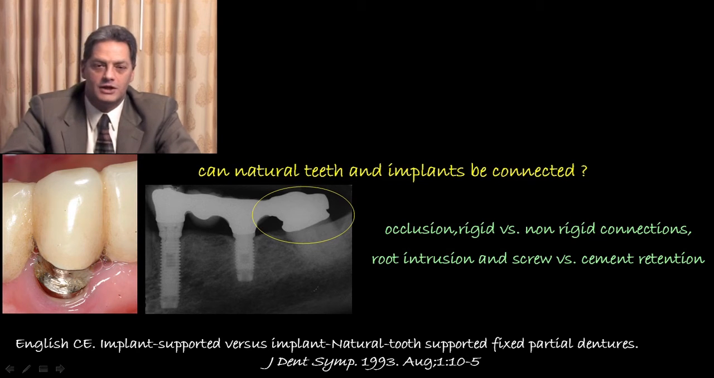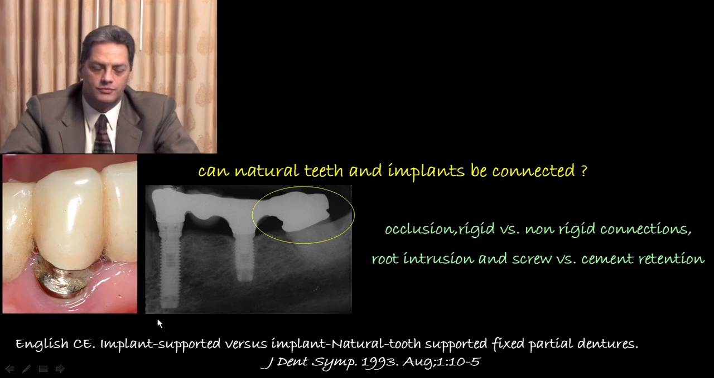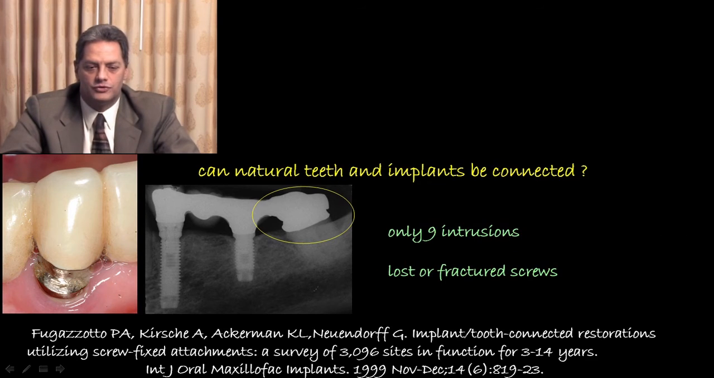It is my recommendation that if this is going to be connected, an implant with a natural tooth, it must have a rigid connection to prevent the problems that we see on the left side by the natural tooth and coping actually intruding. Fugazzotto and Kirsch showed there were only 9 intrusions in their study, and that was basically dependent on the fracture or lost screws.